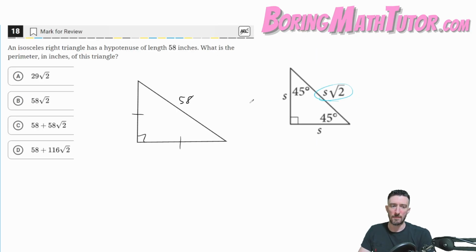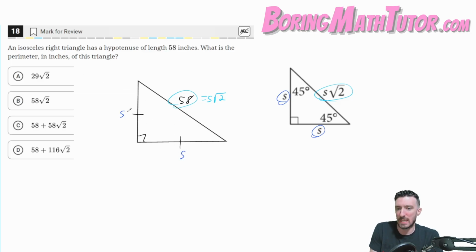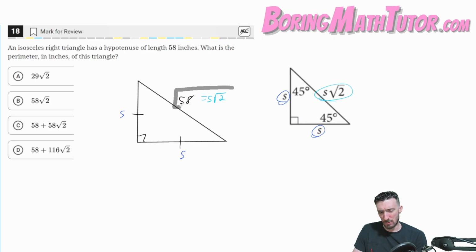And the way that works is whatever the hypotenuse is, you set it equal to s radical 2. And then the other sides, we call them s. And if I'm going to want the perimeter, I'm going to need to know those sides so I can add them to the 58. But if I notice s radical 2 equals 58, that's an equation I can solve. So I go 58 equals s radical 2.